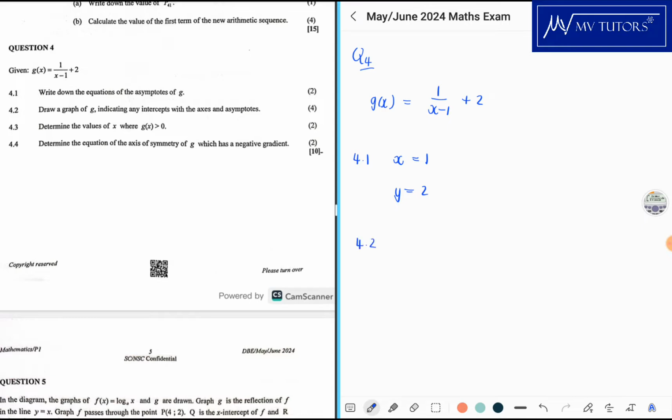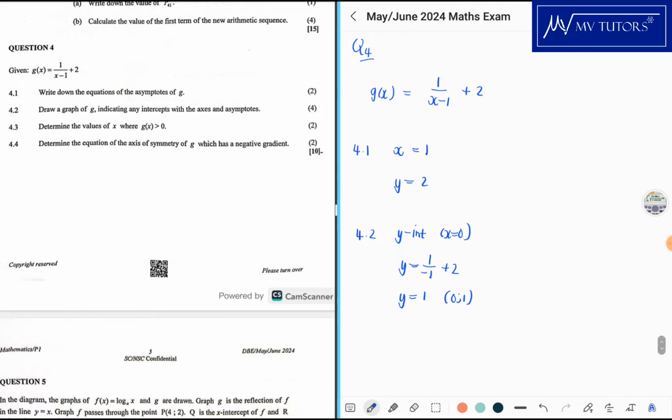Then 4.2, draw a graph of g indicating any intercepts with the axes and asymptotes. At this point, I would calculate the intercepts, okay? So let's go ahead and get the y-intercept, where x is equal to 0. So then I would have y is equal to 1 over negative 1 plus 2. So negative 1 plus 2, that's just 1. So we have the value of y. Okay, so we know this is one of the coordinates.